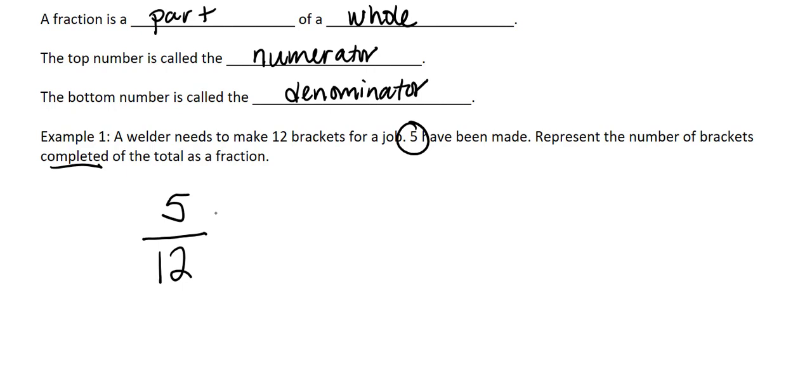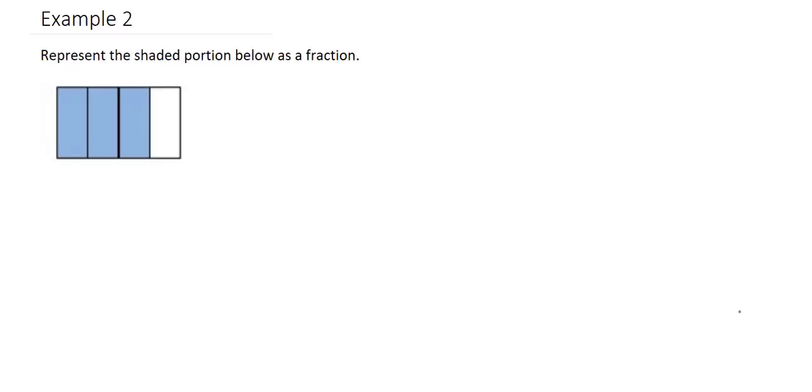So let's go look at the next example. Example 2, represent the shaded portion below as a fraction. So let's go ahead and look at this. So we notice that we have 1, 2, 3, 4. So we have 4 rectangles, right? And how many of them are shaded, right? Because we want to know the shaded portion over the total. So there would be 3 that are shaded out of the total, which is 4, right?